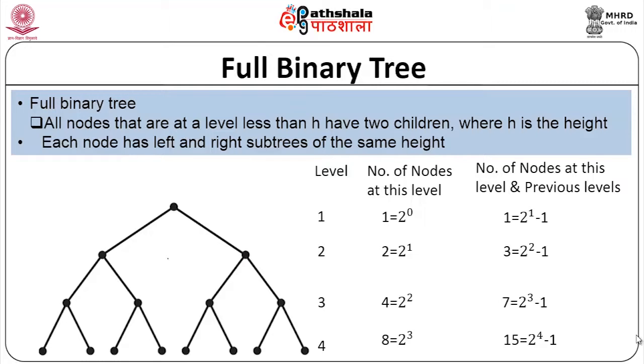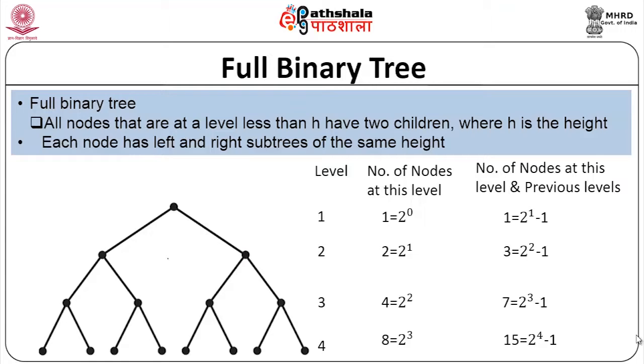All nodes from the top, except the leaves, have 2 children. There is no question of 0 children at any level other than the leaf. There is no question of one child at any level other than the leaf. Here h is the height of the tree, so at all levels less than h, each node will have a left and right subtree.